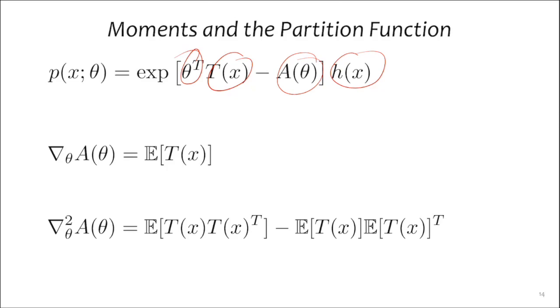Okay, so there are some cool properties of the exponential families that make them very appealing to us. One of the interesting properties is that if you take a gradient of A, which is your partition function, it is going to give us basically the expectation of the sufficient statistic. Let me give you an example.